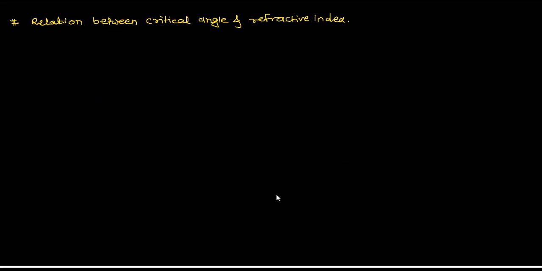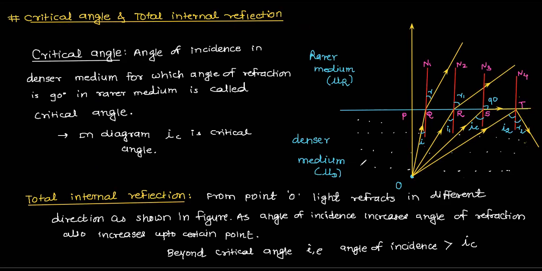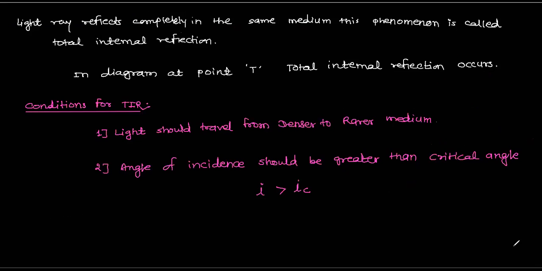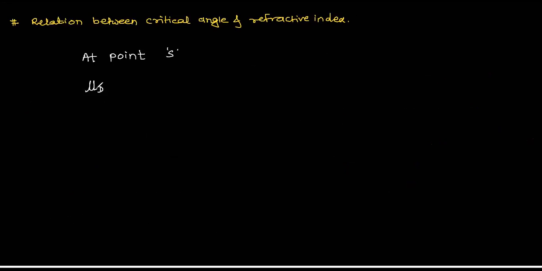At point S, I am showing you the diagram again. See here. Now this refractive index into this angle: mu d sine of IC is equal to mu r sine of 90. Can I use this? So therefore mu d, that is the refractive index of the denser medium, into sine of critical angle is equal to mu of the rarer medium into sine of 90.